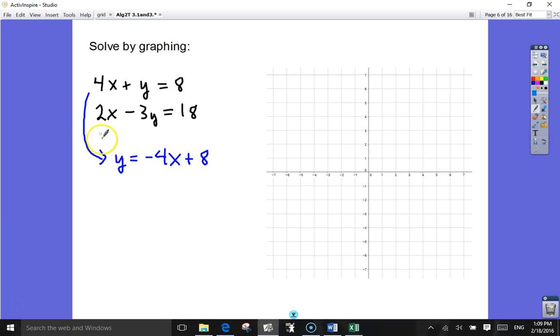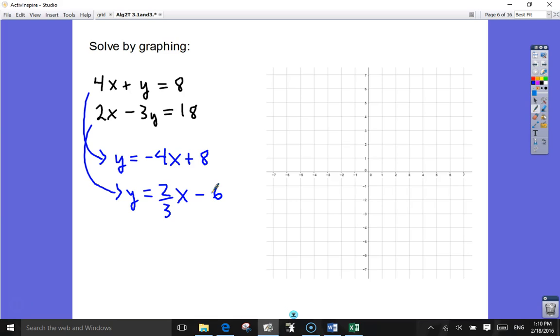If I solve the second one for y, then it looks like I would get y equals 2/3 x minus 6. And then you could graph them in slope-intercept form, right? By doing the y-intercept and then using the slope. Remember, another thing you can do is when you're given a line that's in standard form, it's actually easier to graph by just finding the x- and the y-intercept.